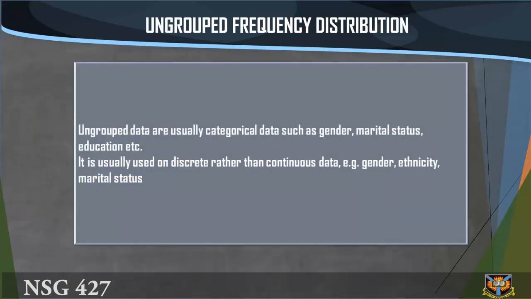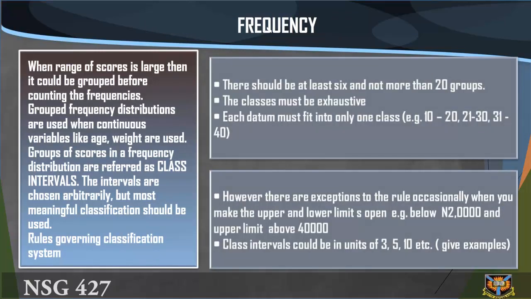Ungrouped frequency distribution. Ungrouped data are usually categorical data such as gender, marital status, education, etc. It is usually used for discrete rather than continuous data, e.g. gender, ethnicity, marital status.